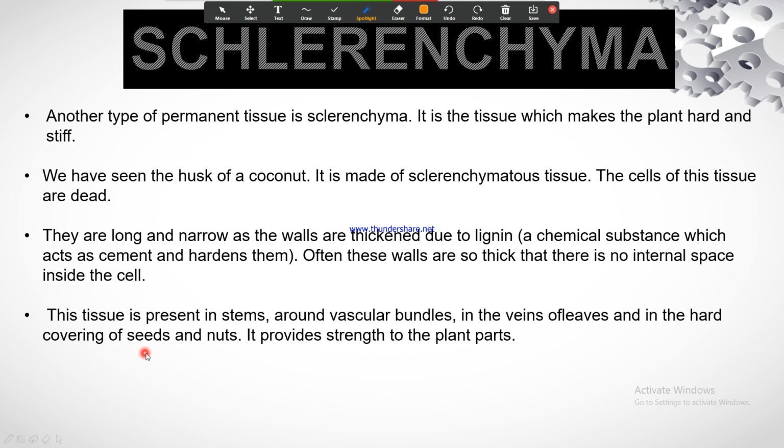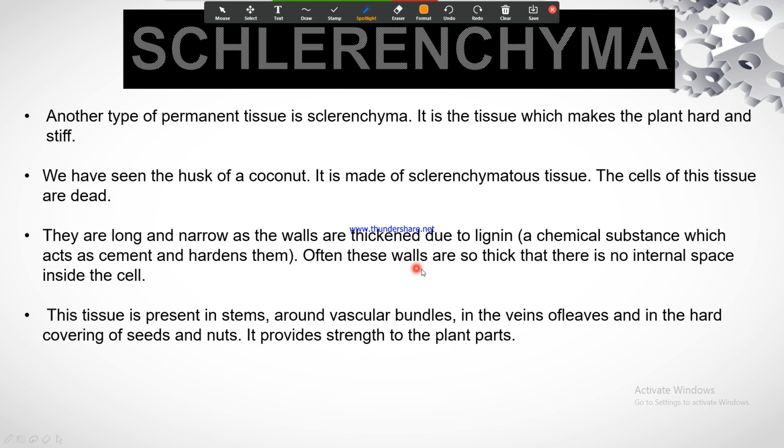This tissue is present in stems, around vascular bundles, in the veins of leaves, and in the hard coverings of seeds and nuts. It provides strength to the plant parts. Have you understood the location? What is the location of sclerenchyma tissues? It's located in the stem parts, around vascular bundles. Vascular bundles, as you already know, are nothing but xylem and phloem. They are located around the xylem and phloem. They are also located in the veins of the leaves and in the hard coverings of seeds and nuts, like almond, to give an example. It provides strength to the plant parts.